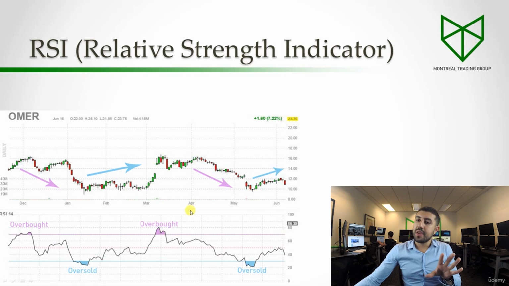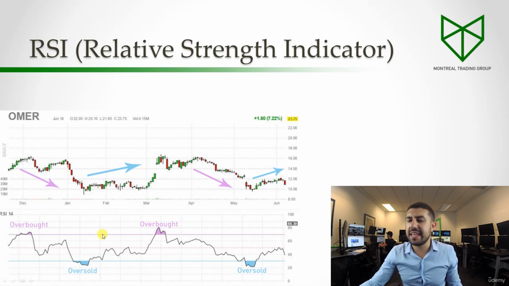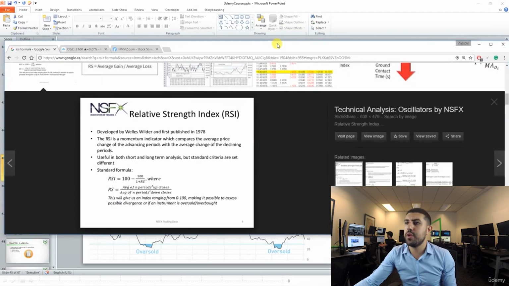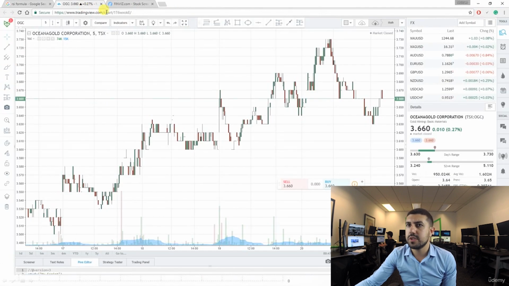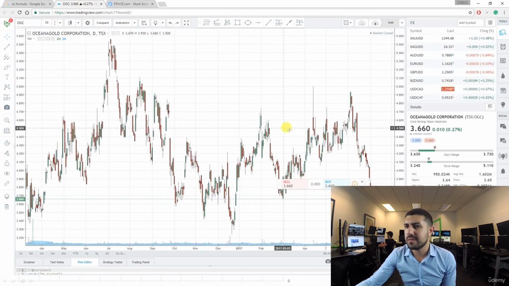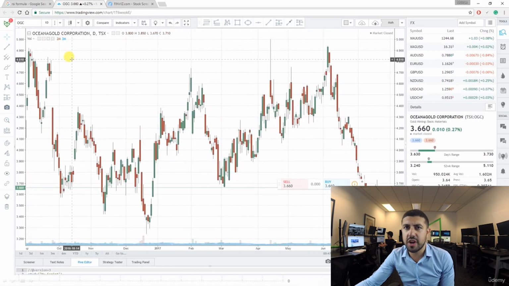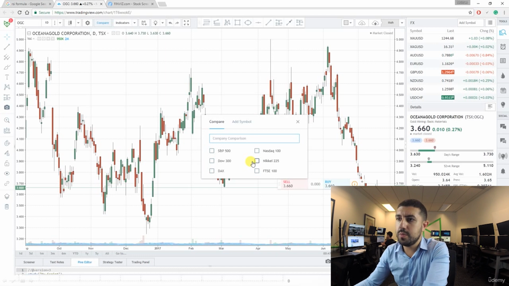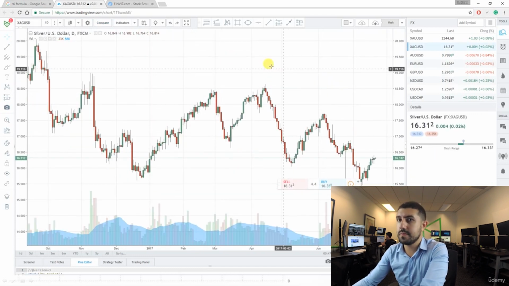Now, should you use this indicator on anything? And actually, let me pull up TradingView. Okay, what is the stock? Let's try it on that stock. So compare... let's see. Nope, not compare. Sorry, indicator.